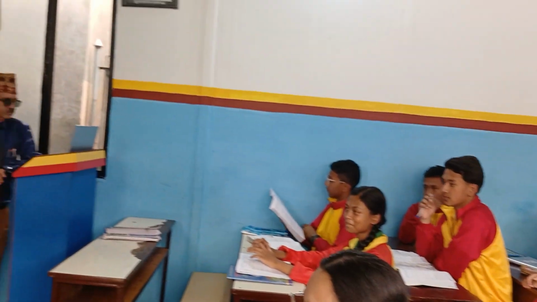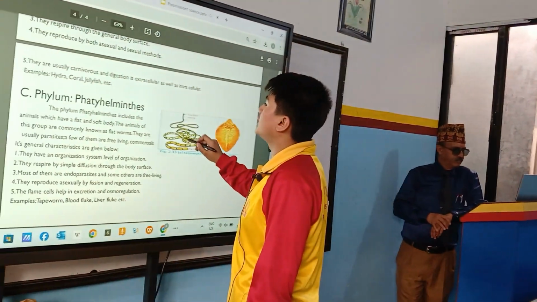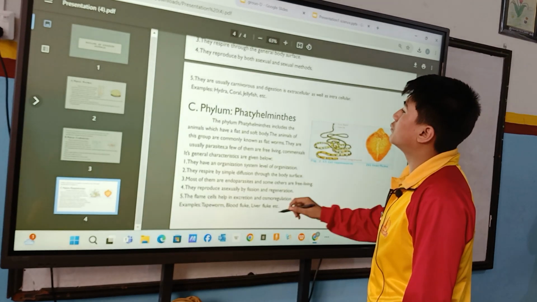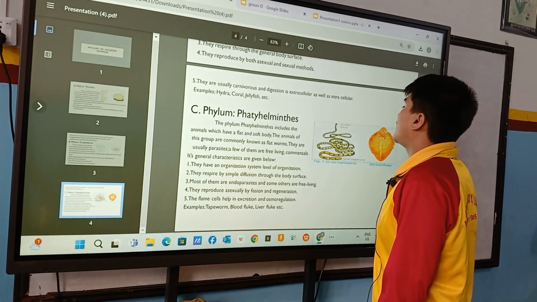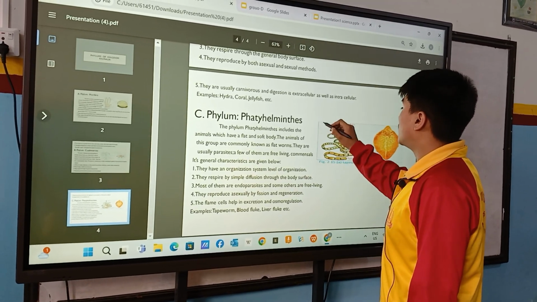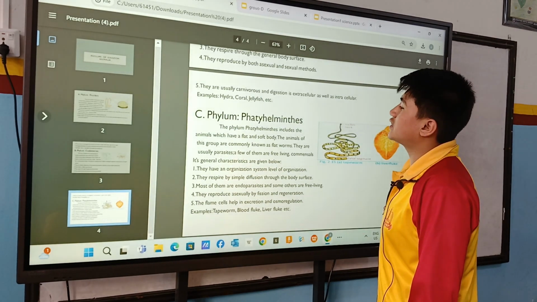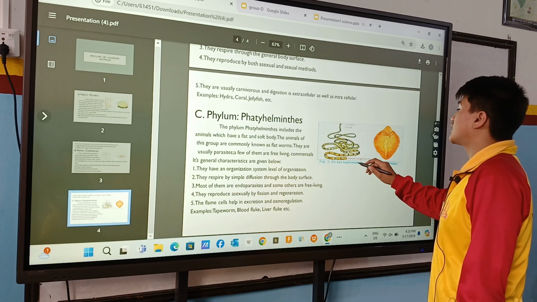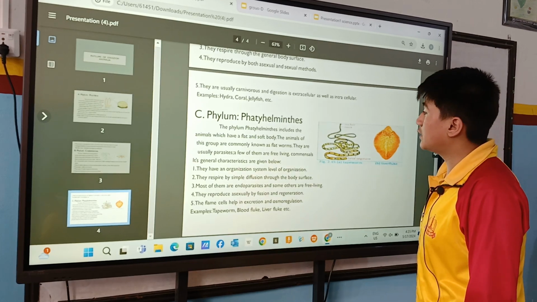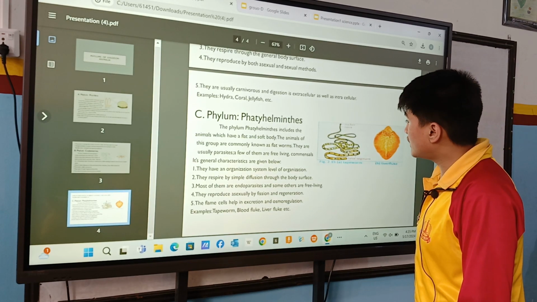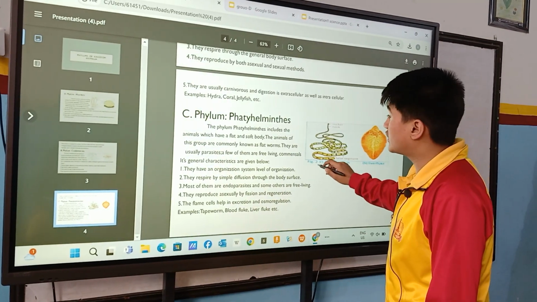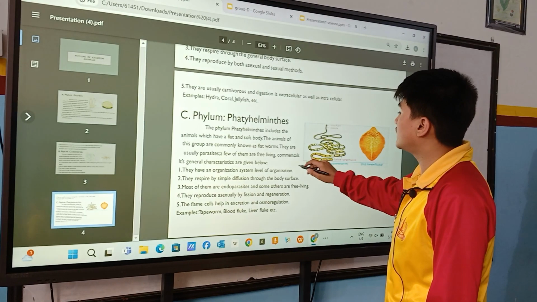Phylum Platyhelminthes. The phylum Platyhelminthes includes the animals which have a flat and soft body. The animals of this group are commonly known as flatworms. They are usually parasites. Few of them are free living, and their general characteristics are given below.